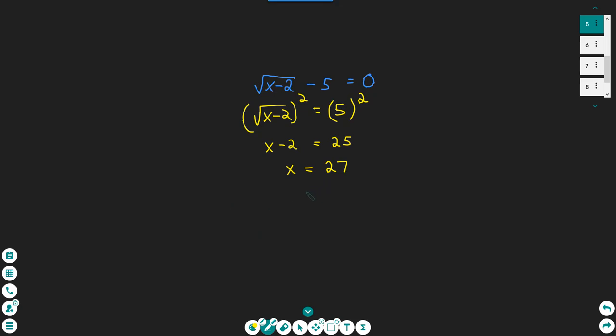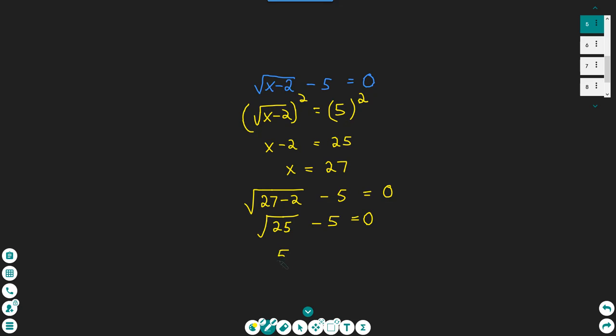Okay, now we're not done though. We have to plug that 27 into this first equation and make sure it actually works. So we have the square root of an x, which we're saying is hopefully 27. 27 minus 2, and then minus 5 equals 0. So 27 minus 2 is 25. So we have the square root of 25 minus 5 equals 0.